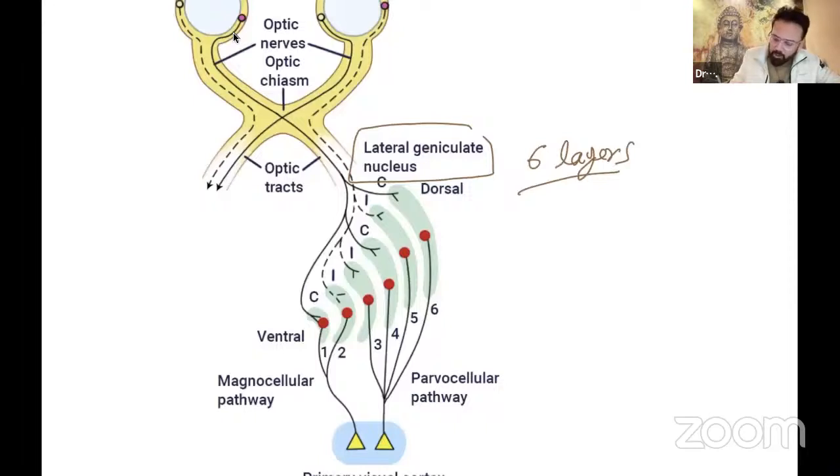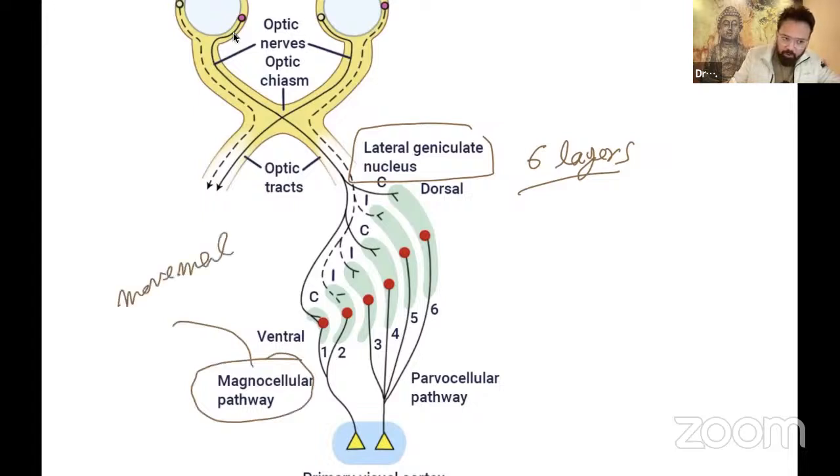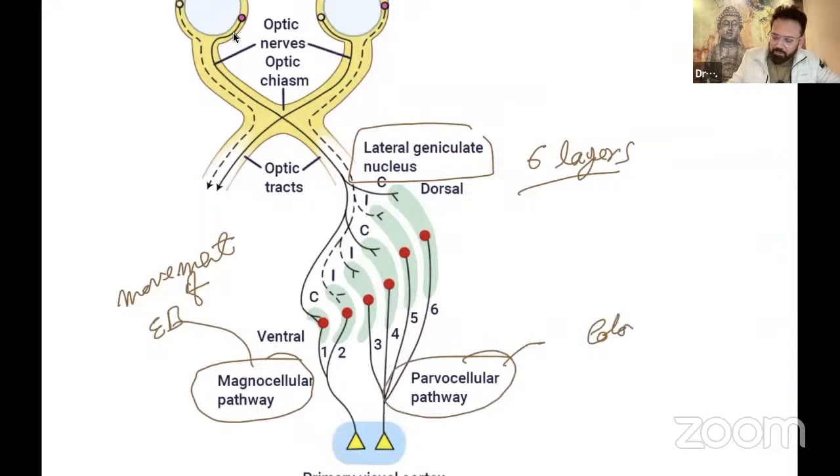6 layers are there. 2 are called magnocellular. It is for movement of eyeball. And parvocellular are for color vision.